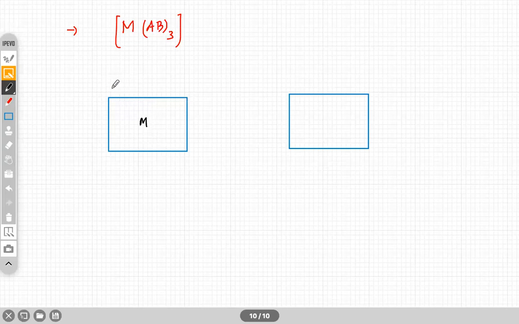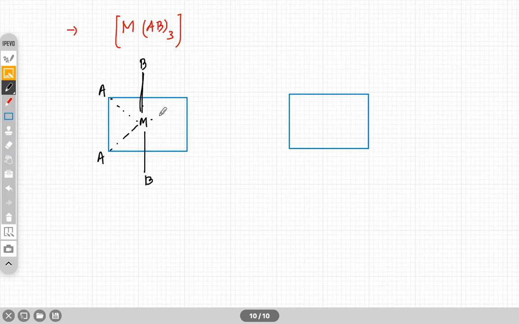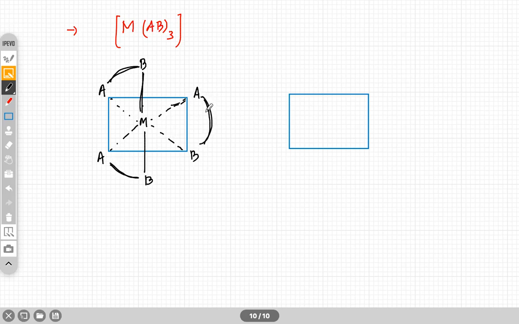Then we have, suppose I place A here and B here. Right. Then I can place A here and B here. And next is A here and B here. Right. So we can say these two are connected, these are connected and these are connected. Another possibility, I think one more should be there.